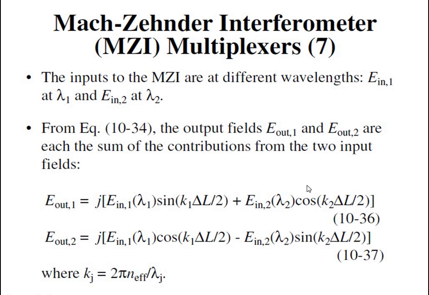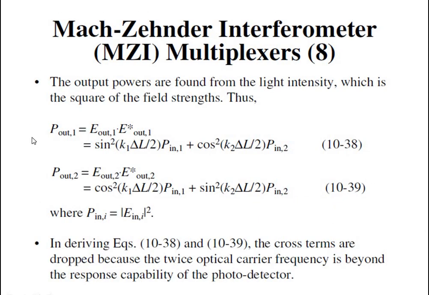So finally we'll be calculating the output powers, which are found from the light intensity, which is the square of the field strength. So we got the output field strength. So the output power at output 1 will be the square of the field strength of output 1. After simplifying we get this equation 10.38.